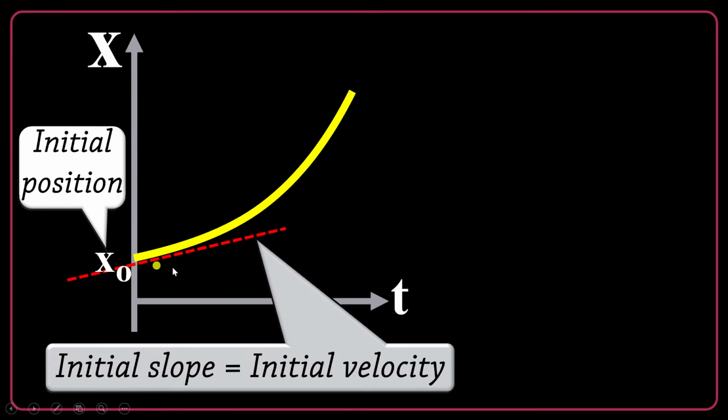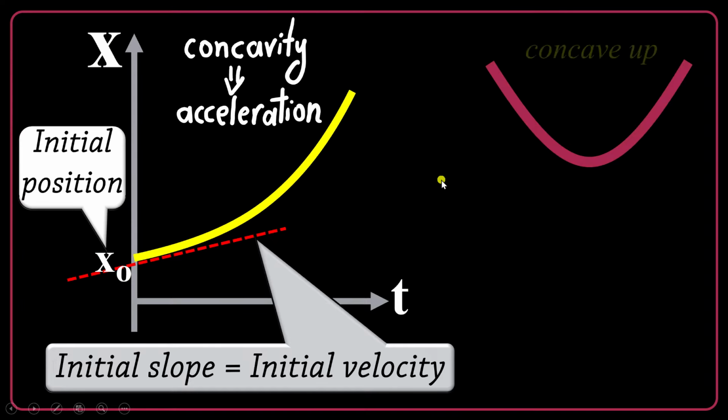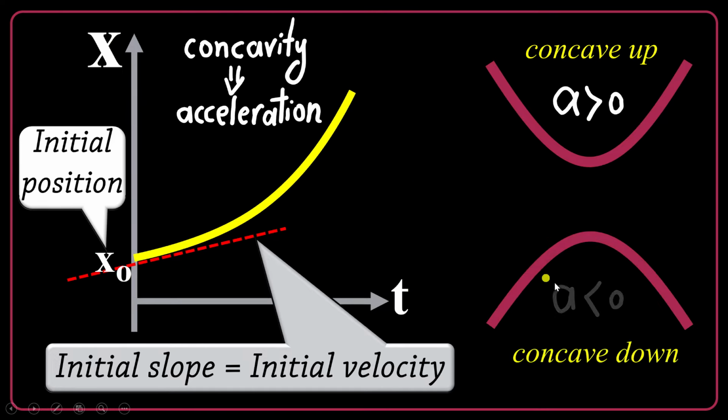The initial slope is the slope of the x-t graph at t equals 0. It can be positive, 0, or negative. I will show you. Concavity is acceleration. Concavity means how the graph is concave. Sometimes the graph is concave up like this, so we can say acceleration is positive, exactly similar to this case. Sometimes the acceleration is negative and the graph is concave down.